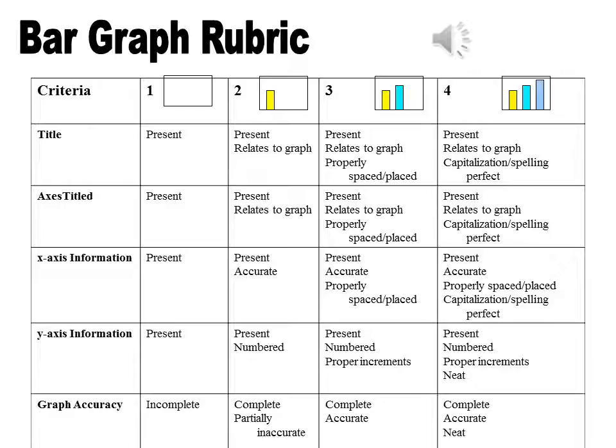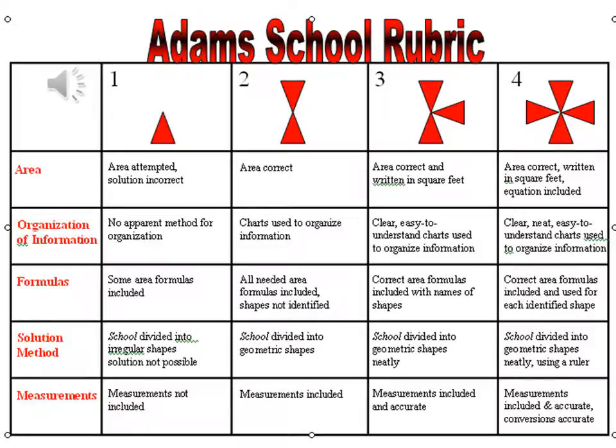This is an example of an analytical rubric. Again, you have multiple criteria this time, and you will get point values in each of those criteria, so that a student can also use this to determine and help guide them how to create a bar graph. Here's another example of an analytical rubric. This is the Adams School rubric, and it talks about the area, organization of information, formulas, solution method, and measurements. So as you go across the top, you have the point values 1 through 4, and again a series of descriptors.